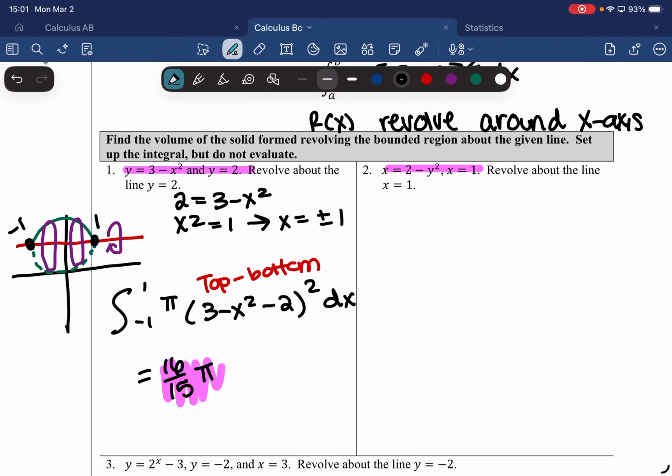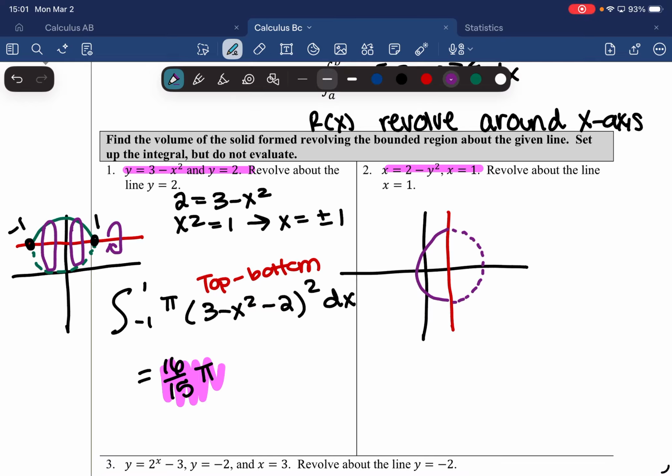Okay, number 2 says x is equal to 2 minus y squared and x is equal to 1. Revolve about the line x is equal to 1. So again, I'm going to draw my graph. I have x is equal to 1, which is right here. And then I have 2 minus y squared. So that's going to be on this side. Okay, and then I'm going to mirror image it on the other side.